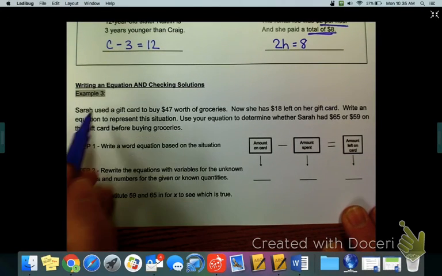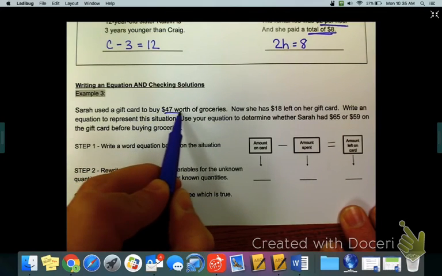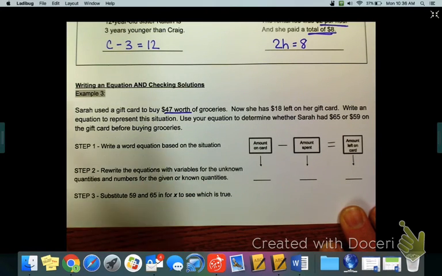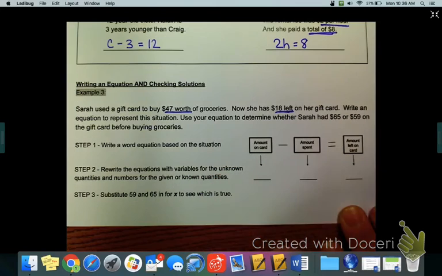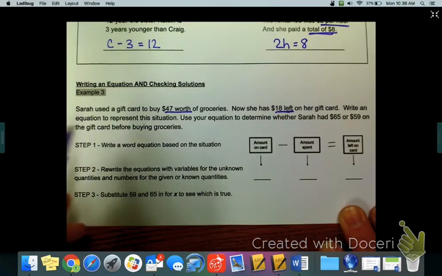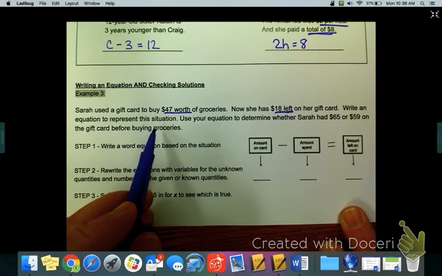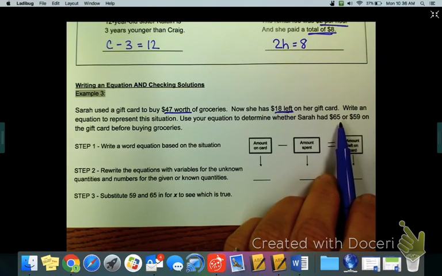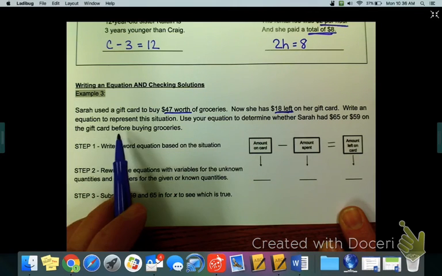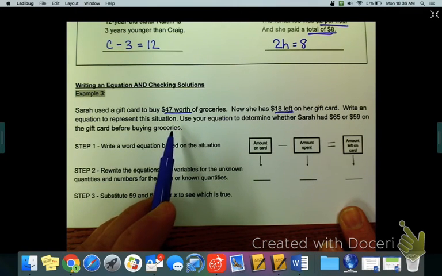It says Sarah used a gift card to buy $47 worth of groceries. Now she has $18 left on her gift card. Write an equation to represent the situation. Use your equation to determine whether Sarah had $65 or $59 on the gift card before she bought the groceries.